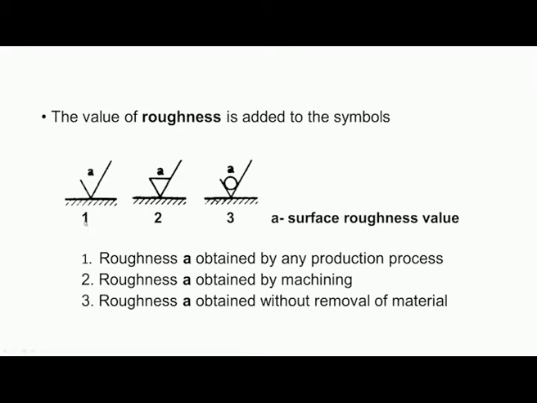Now, here in symbol number 1, roughness A is obtained by some production process which is not mentioned, like maybe a cast surface, a forged surface, or an extruded surface. In symbol 2, a bar is added, which indicates that some machining operation has been done, and symbol 3 has a circle, which indicates that the surface is obtained without the removal of material.